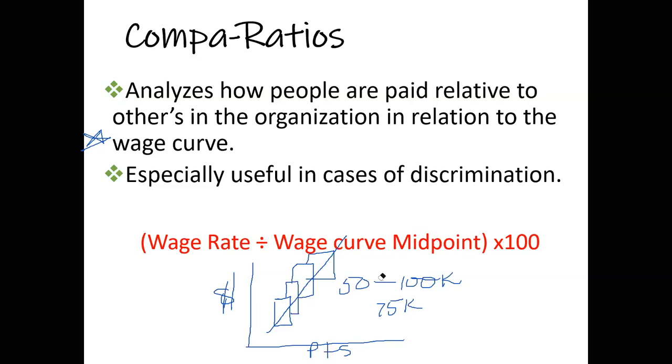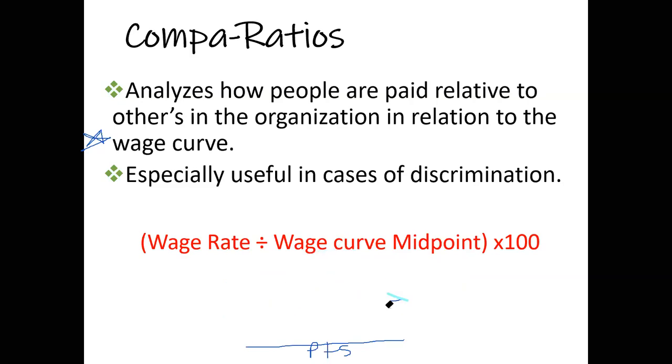To calculate a compare ratio, sorry guys, I have to erase at the bottom, but the math is pretty straightforward, and it looks exactly like this. You take the wage rate of the person, so this is information that has to be given to you. You take the wage curve midpoint, a mid-range point, like that $75,000. Again, somehow, some way, this has to be given to you. Either it's in an illustration and you read it, such as the bar graph I just showed you, or it's literally just given to you. And then you multiply it by 100.